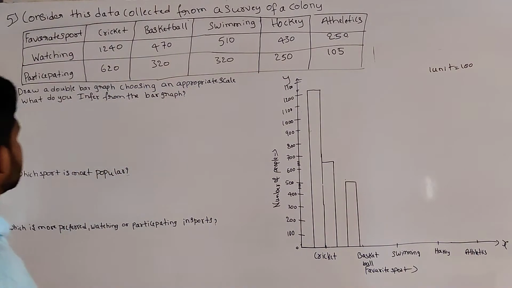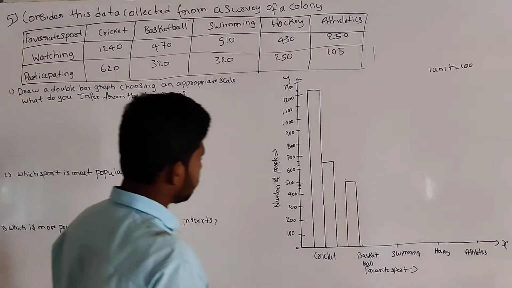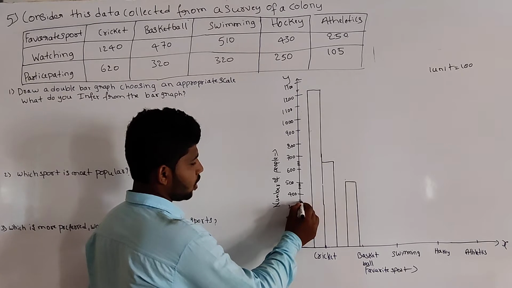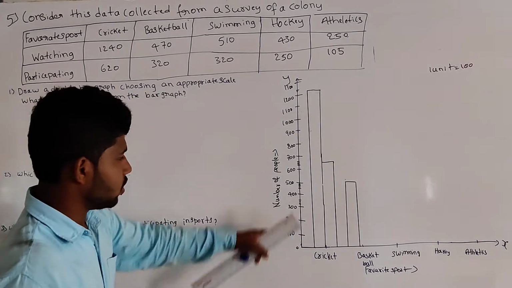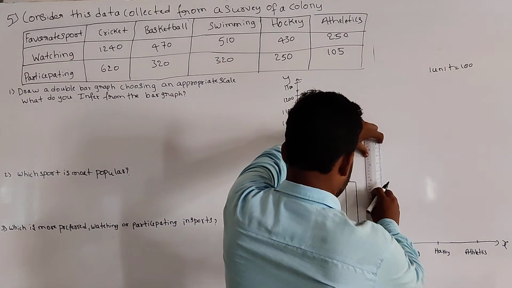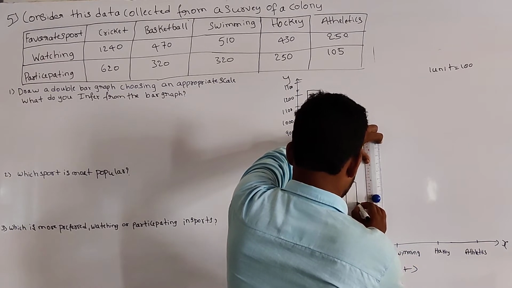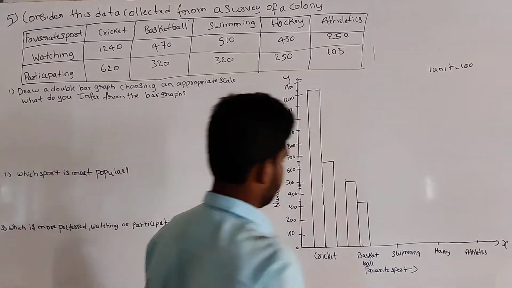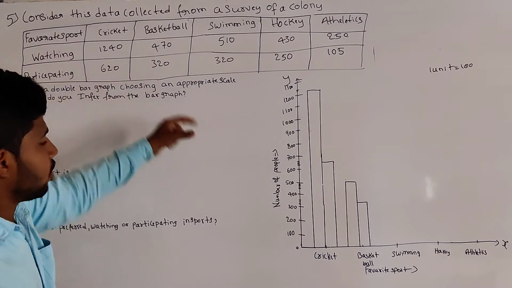Coming to the number of people participating in basketball, which is 320. You will get 320 in between 300 and 400, at 320. This is the number of people participating in basketball.